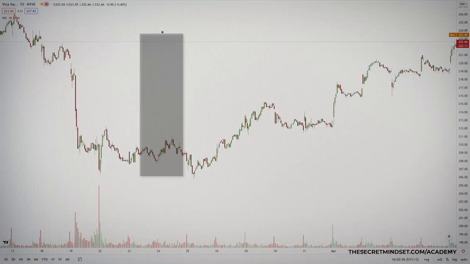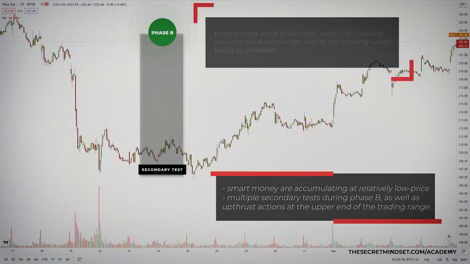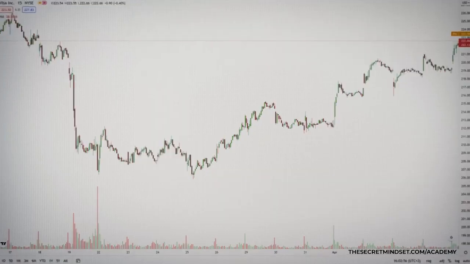In phase B, smart money is accumulating at relatively low prices in anticipation of the next markup. There are usually multiple secondary tests during phase B, as well as upthrust actions at the upper end of the trading range. In phase B, the price swings tend to be wide, with high volume. As professionals absorb the supply, however, the volume on the downswings within the trading range tends to diminish.